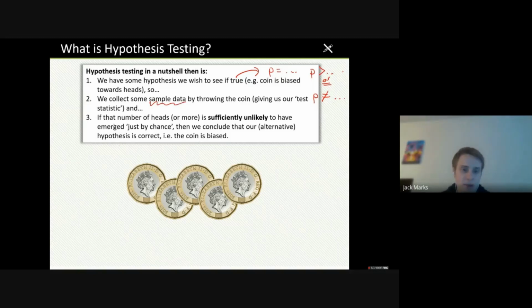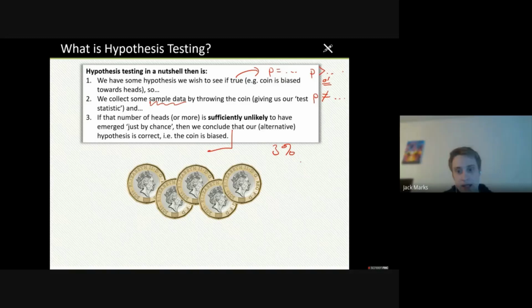Number three, if the number of heads or more is sufficiently unlikely to happen just by chance, then we would say the coin is biased. This is a bit of a mouthful. So what does this mean? It means if the result that you see is really, really unlikely, let's say it only had a 3% probability of happening by luck, by chance.